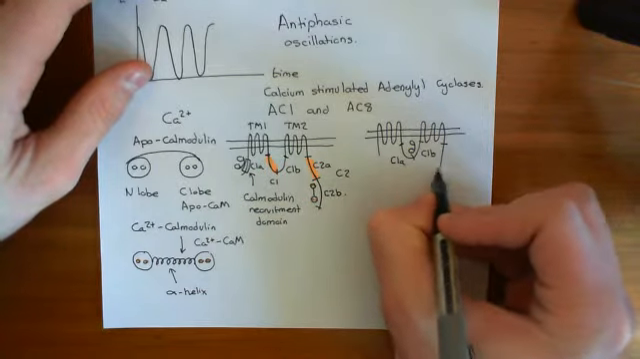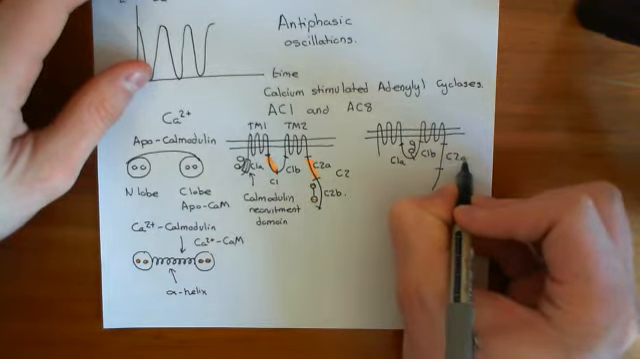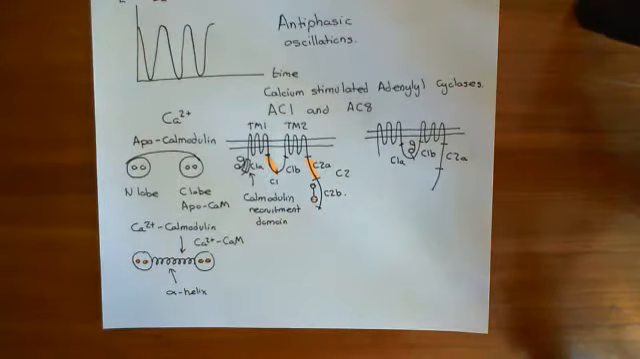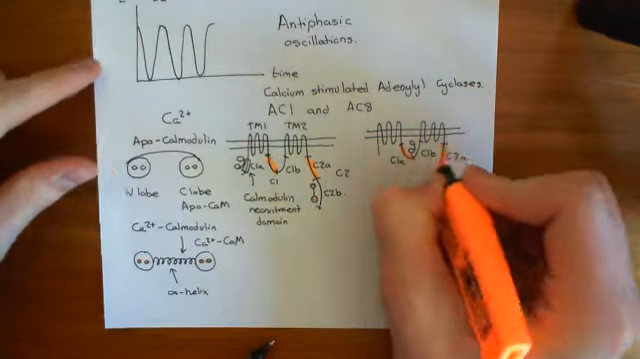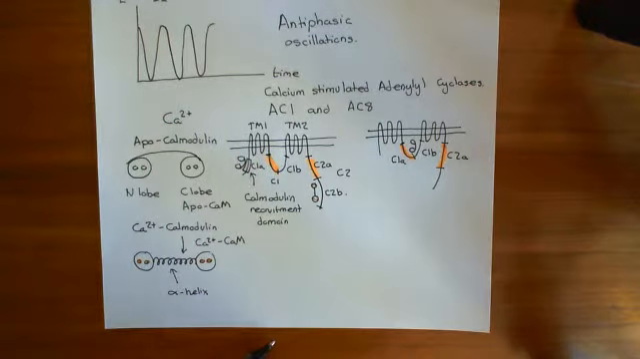And that then causes some sort of conformational change that promotes the dimerization of the C1a region with the C2a region, which are the two halves of the active adenylyl cyclase enzyme. So when they dimerize, you'll get the active adenylyl cyclase enzyme. That will start breaking down ATP into cyclic AMP and inorganic pyrophosphate. And cyclic AMP goes up when calcium goes up.